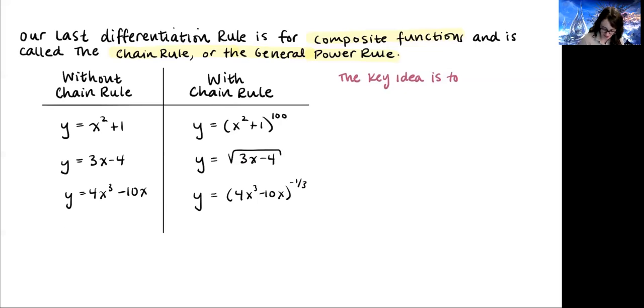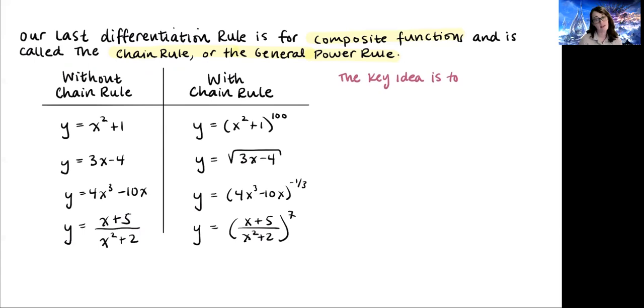Last but not least, we've got a function here that we could differentiate using the quotient rule: x plus 5 over x squared plus 2. We could differentiate this using the rules we have already, but what if this were raised to, I don't know, the 7th power? We don't have anything that can help us find the derivative of this function.